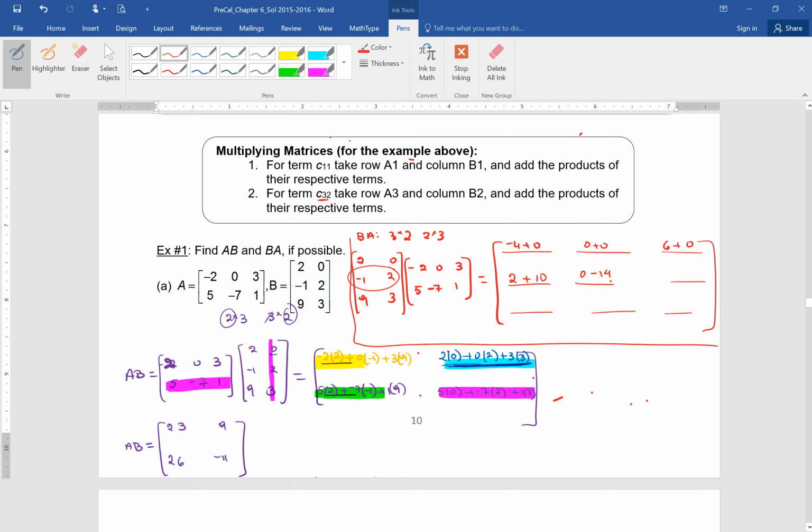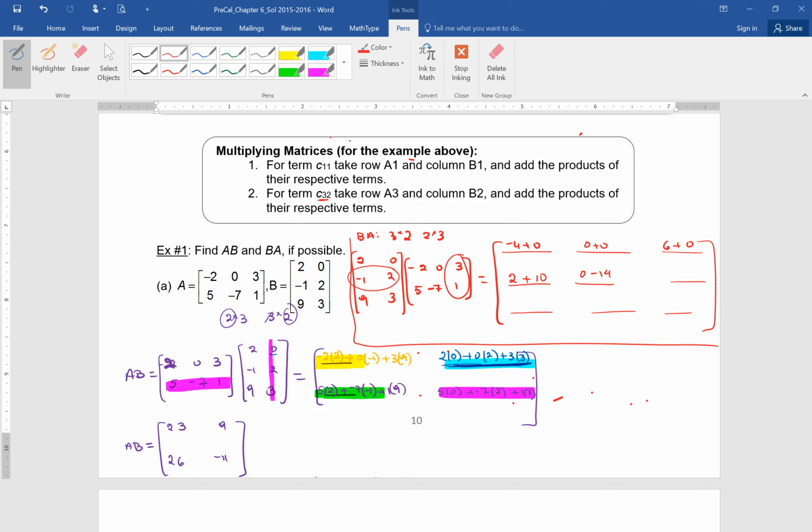Okay, look, the last term, okay? This position is row 2, column 3. Is everybody okay with that? Yeah. Row 2, column 3. So I take row 2 along with column 3. Now, here's what I do. Everybody look at me for a minute.